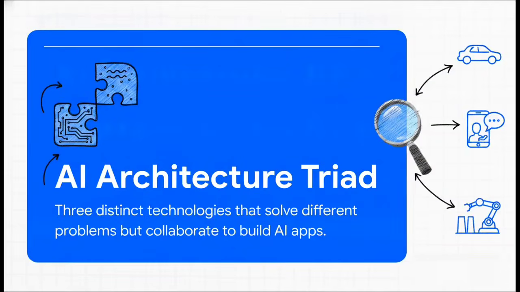Instead, they form what we call the AI architecture triad. These are three completely distinct technologies. You can think of them like three unique puzzle pieces. Each one solves a very specific, isolated problem, but when you snap them all together, they collaborate to build the incredibly powerful, autonomous, real-world AI applications that we interact with every single day.